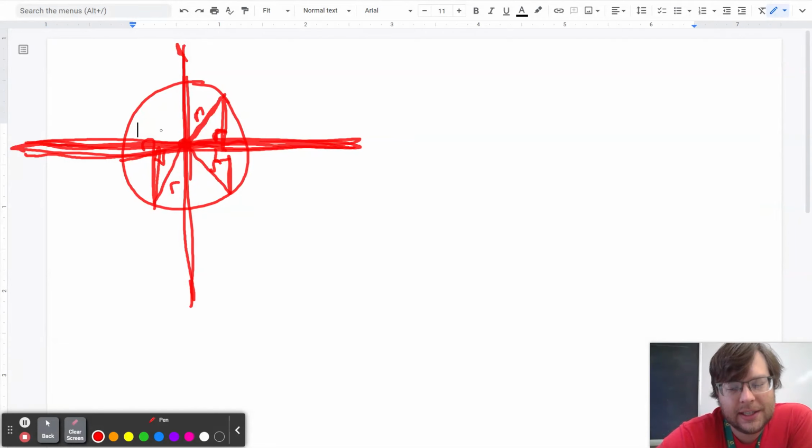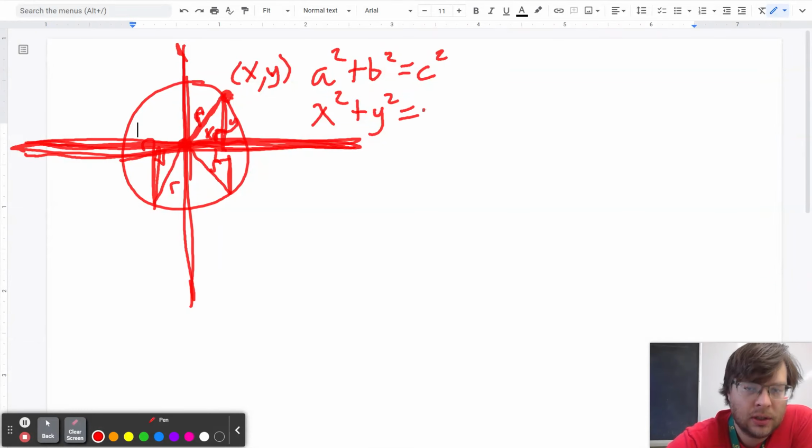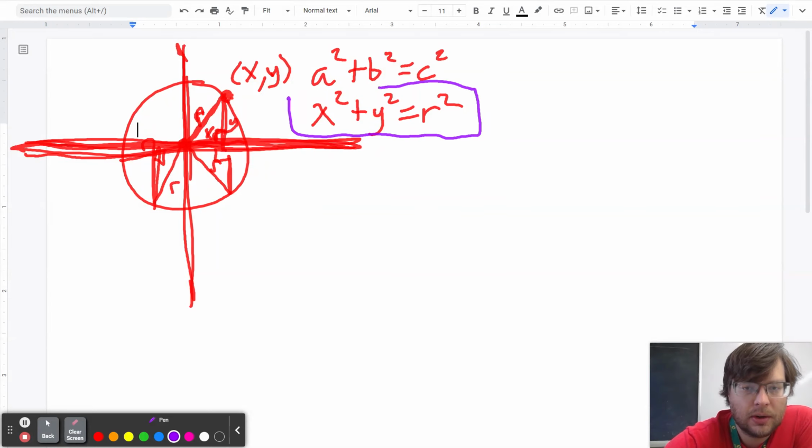And so the idea is that for any of those right triangles, I can use the Pythagorean theorem to come up with an equation about the points that are on the circle. So if I think about this having an unknown x and y coordinate, then I know that the base of the triangle is x and the height of the triangle is y and the hypotenuse of the triangle is r. And so then this is your basic equation for a circle. So this is the very simplest version, x squared plus y squared equals r squared.